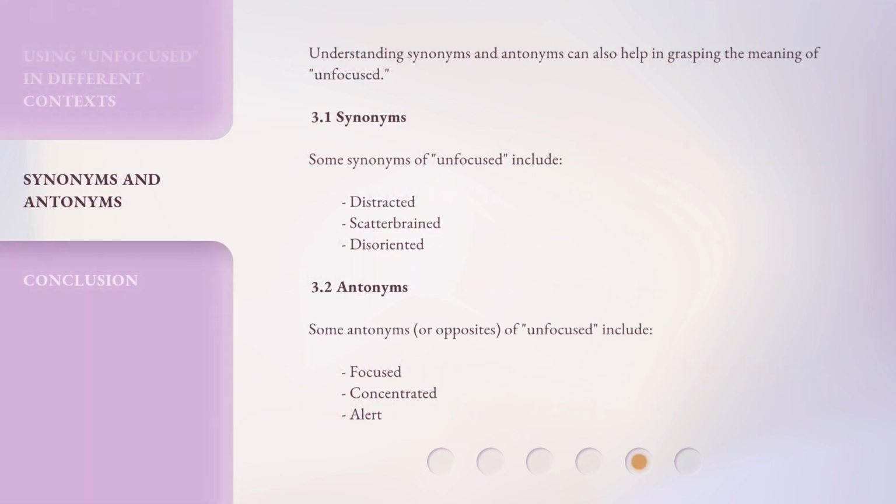Understanding synonyms and antonyms can also help in grasping the meaning of unfocused. Synonyms. Some synonyms of unfocused include distracted, scatterbrained, disoriented. Antonyms. Some antonyms, or opposites, of unfocused include focused, concentrated, alert.